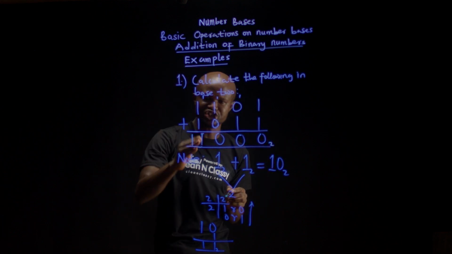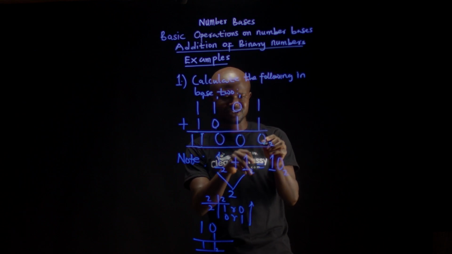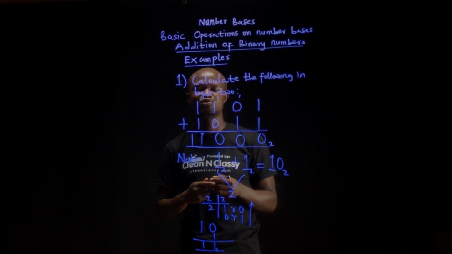So it means that the addition of this gives the answer. The answer is 1, 1, 0, 0, 0 base 2. That is the solution to the problem.